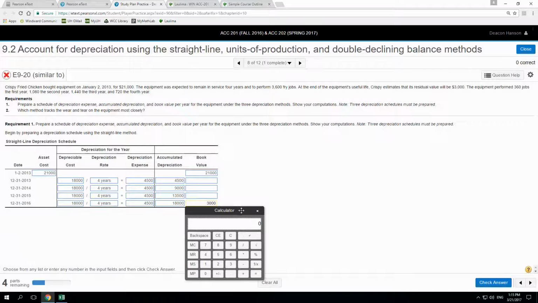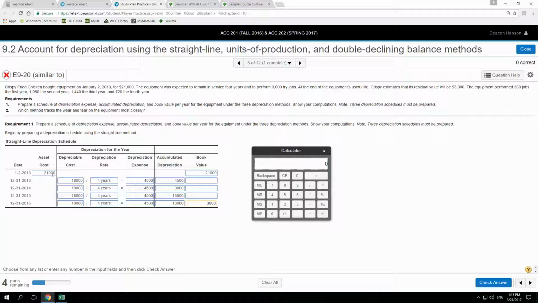So let's see here. If you got a cost of 21,000 minus 4,500, your book value at the end of year one is 16,500. So your asset had depreciated by 4,500. Now, at the end of year two, if you take your cost, 21,000, I'm always taking my cost, minus the accumulated depreciation of 9,000, you got a book value of 12,000.